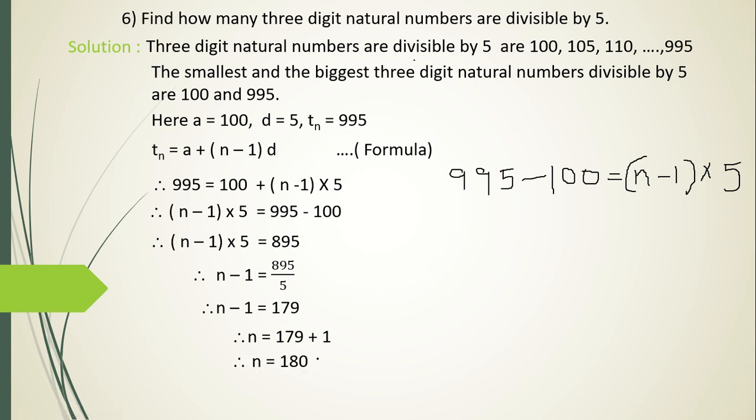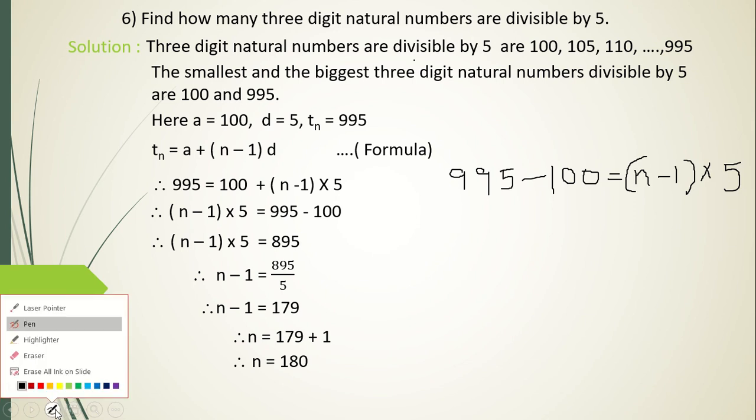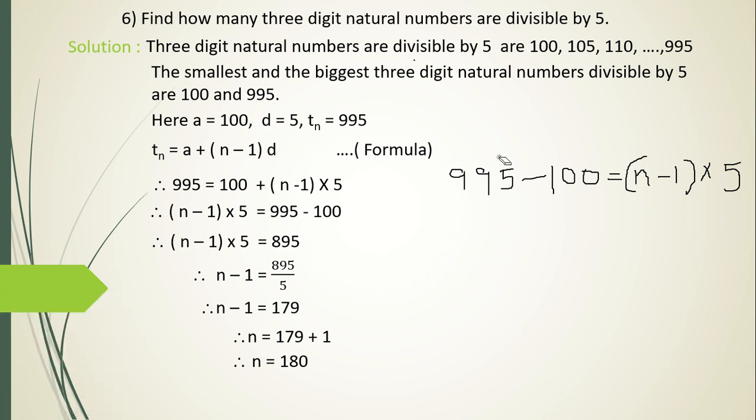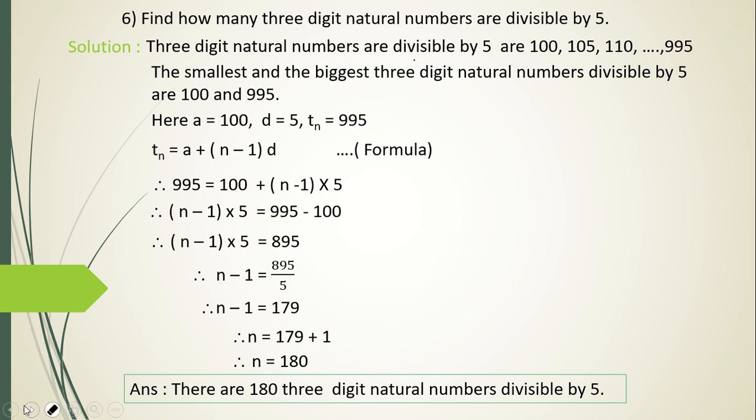So there are 180 3-digit natural numbers that are divisible by 5.